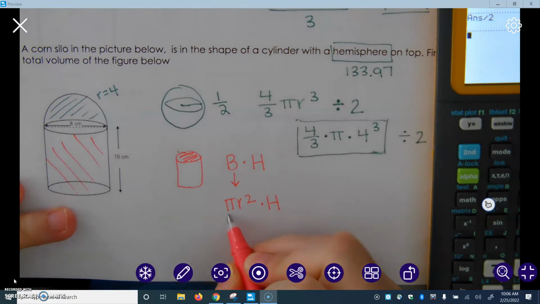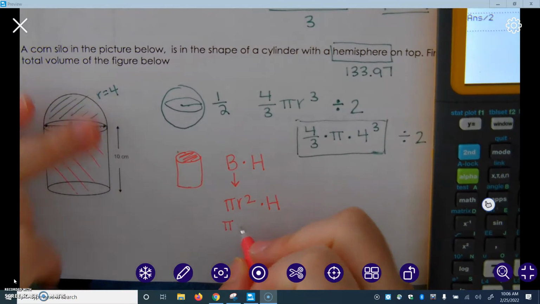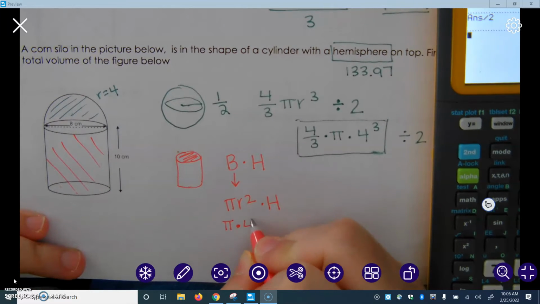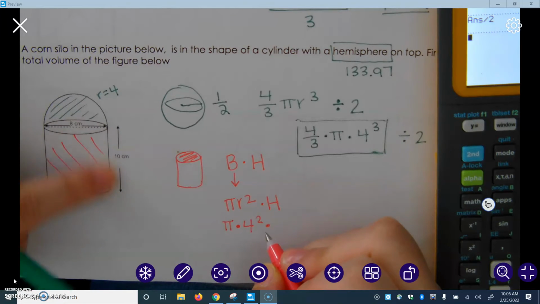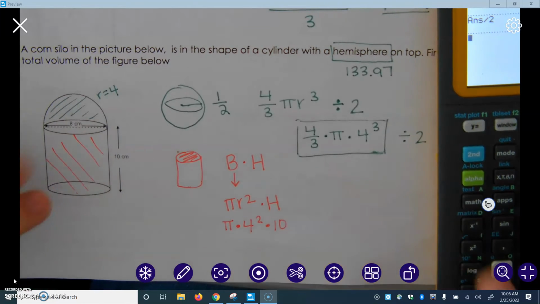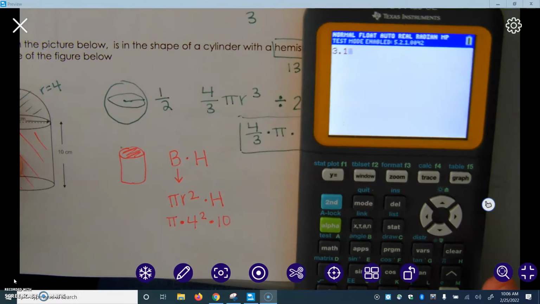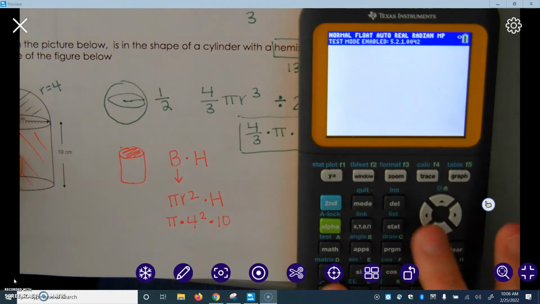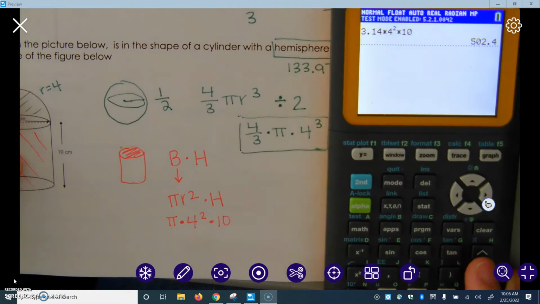So my cylinder is pi r squared. So pi, the radius is still 4. So pi times 4 squared times the height of my cylinder is 10. So I'm just going to plug that in the calculator. 3.14 times 4 squared times 10. And I got 502.4.